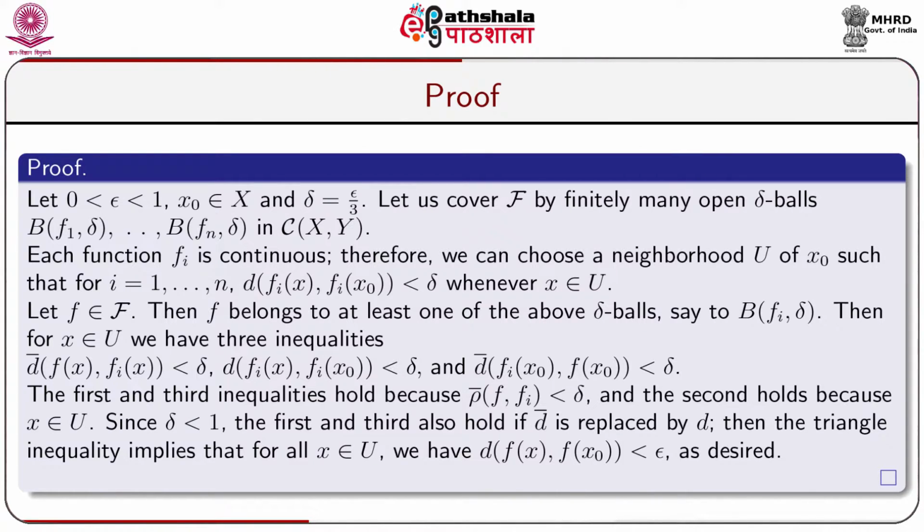Since delta is less than 1, the first and third also hold if d bar is replaced by d. Then the triangle inequality implies that for all x belonging to U, the distance of f(x) from f(x naught) is less than epsilon, as desired.